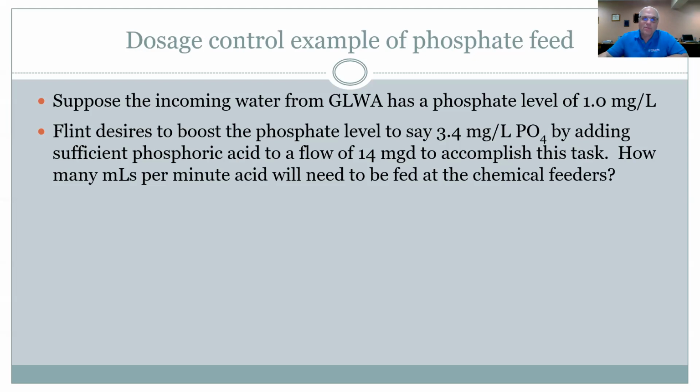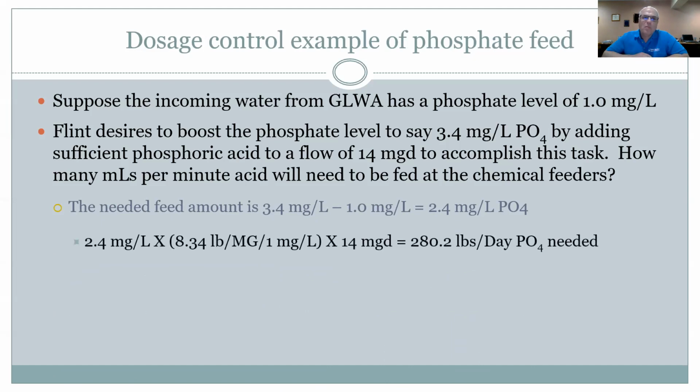So it goes like this. The needed feed amount would be the 3.4 that they need to get to, minus the 1 that's already in the water from Detroit, or about 2.4 milligrams per liter phosphate that must be added. The 2.4 milligrams per liter times 8.34 times 14 would show that they would need 280.2 pounds per day of phosphate. But they don't have phosphate. They've got phosphoric acid. So they're going to need to throw in those percentages that we just talked about.